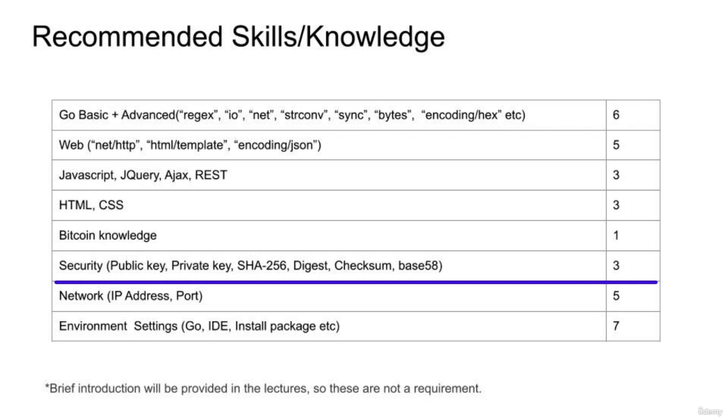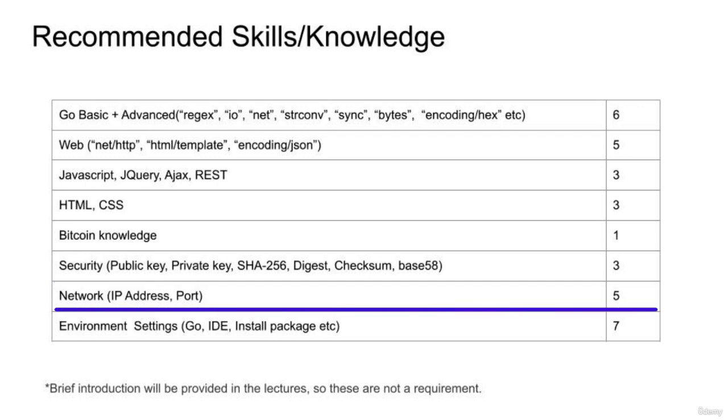Next is security. This time, we'll be using security-related algorithms such as public key, private key, SHA-256, digest, and so on. Regarding this point, if I explain about each security-related algorithm, the lectures will end up being quite long. So instead of going into detail about each algorithm, I'll summarize and pick up only the important points of the algorithms. If after listening to my explanation, you feel you want to learn more about it, then please Google it.